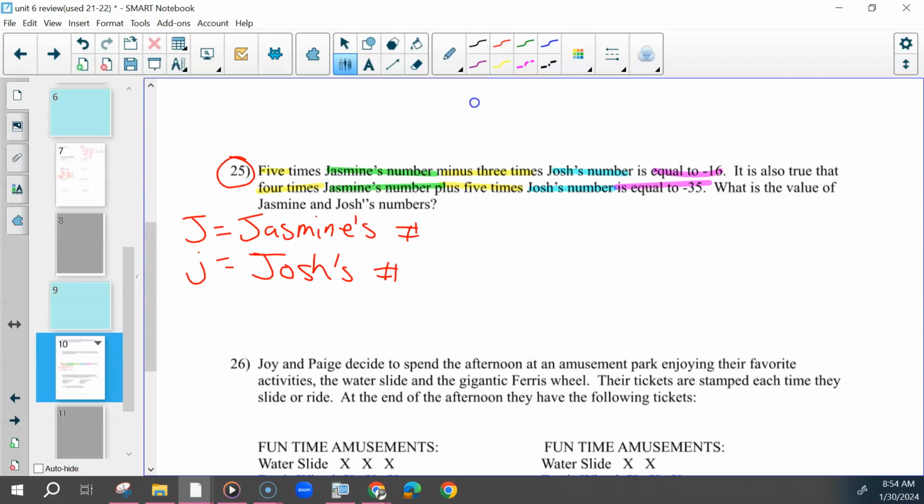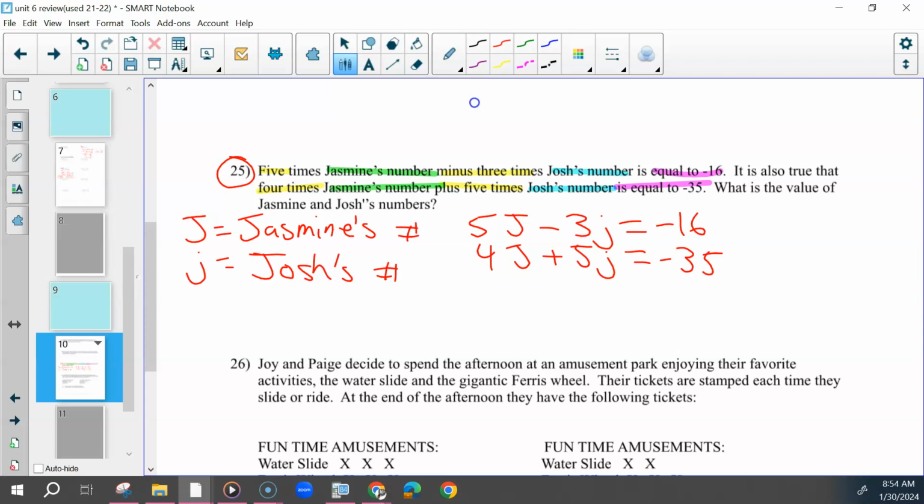Make sure you are defining your variables for every word problem. This I can write just as what it says. So 5 times Jasmine's number minus 3 times Josh's number is equal to negative 16. And then 4 times Jasmine's number plus 5 times Josh's number is equal to negative 35. So it tells you exactly what to do. Then you can solve by using substitution or elimination.